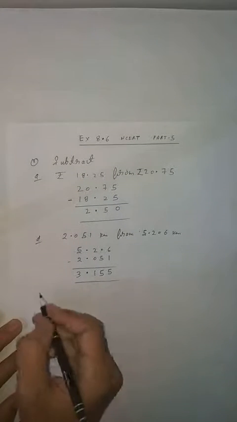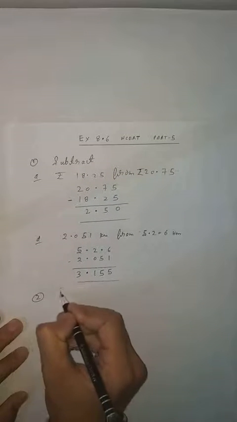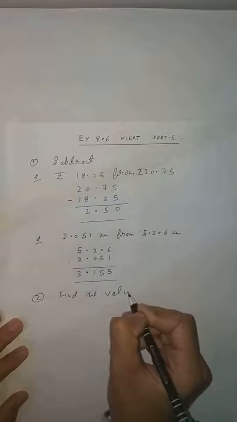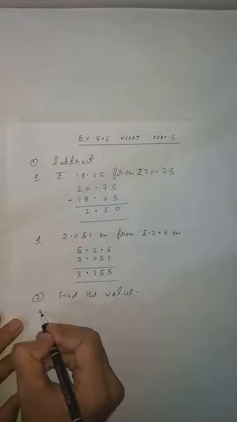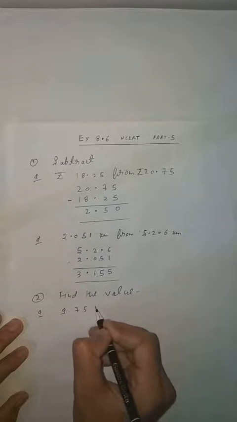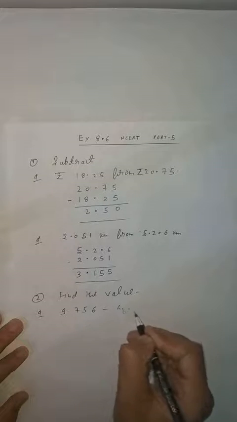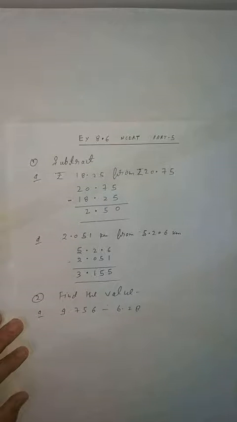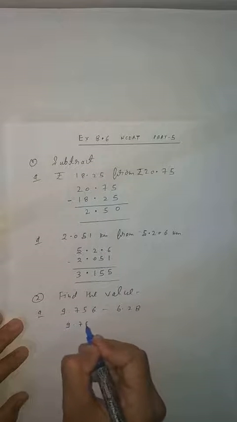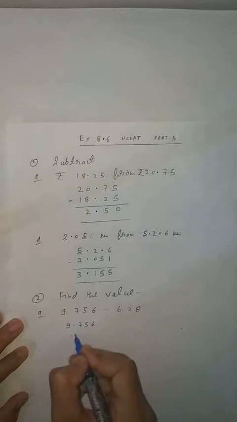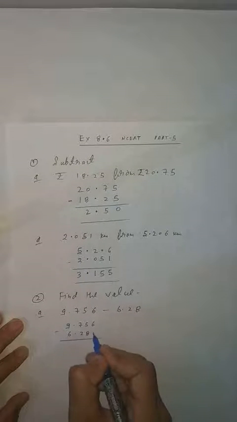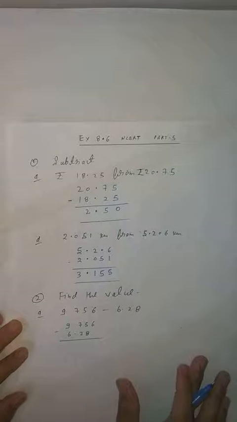Find the value. This is also the same. Question A is given: 9.756 minus 6.28. Clear, student? So what you will do? The same you will follow. Write 9.756 and what is given? 6.28. Clear, student?